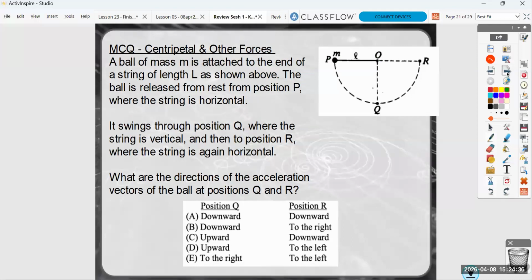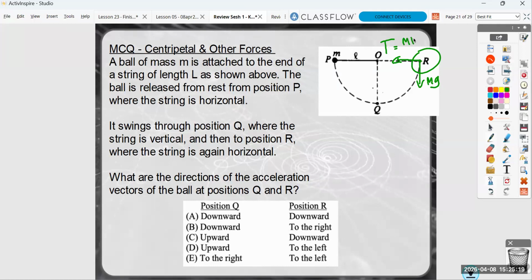The directions of the acceleration vectors. All right. Let's try position R first. Which way is my ball accelerating at position R? What are the forces on it at R? Gravity and tension. Now it's moving in a circle, which suggests that the radial component should probably be what?